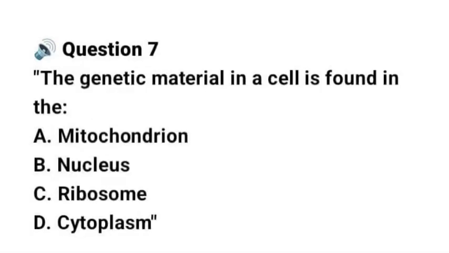Question 7 says, the genetic material in a cell is found in the A, mitochondria, B, nucleus, C, ribosome, D, cytoplasm.